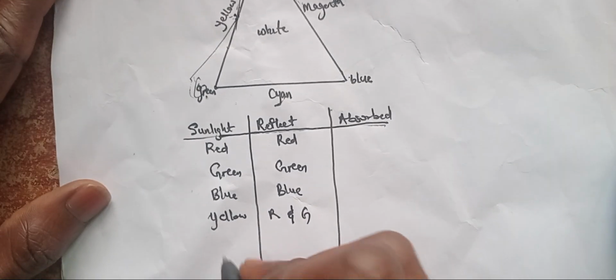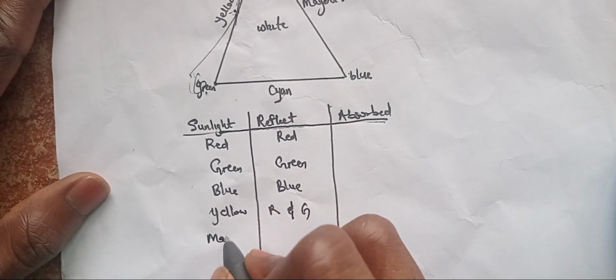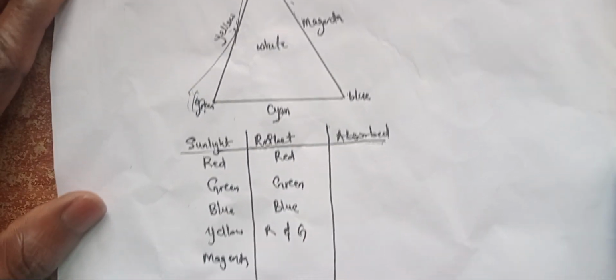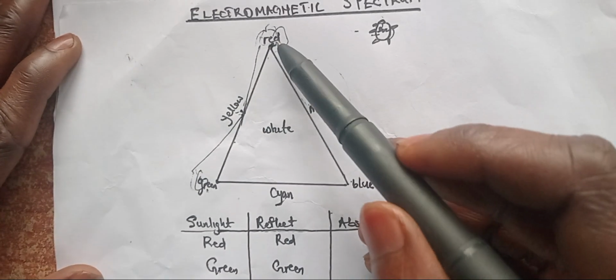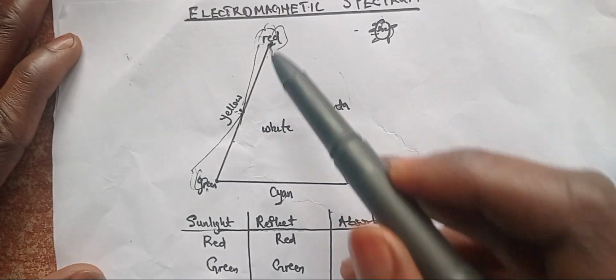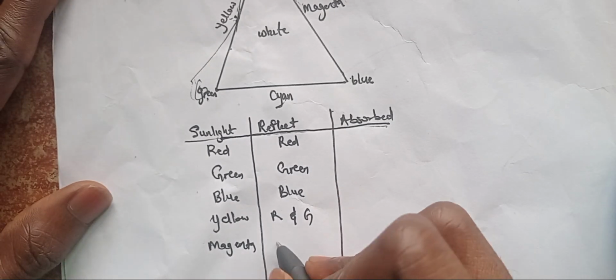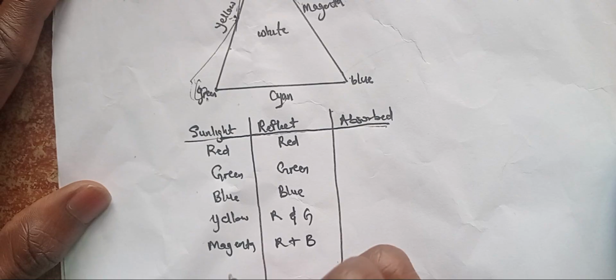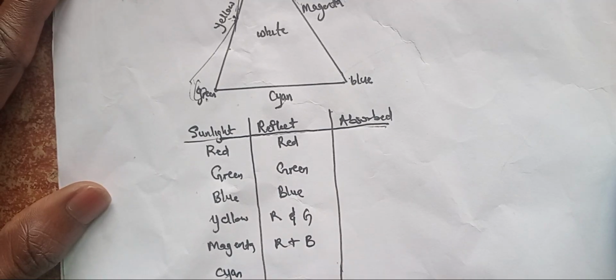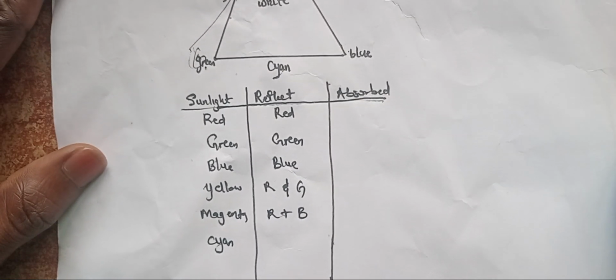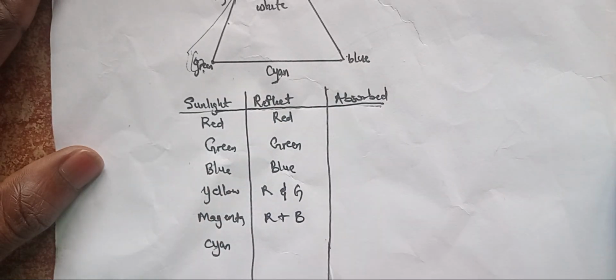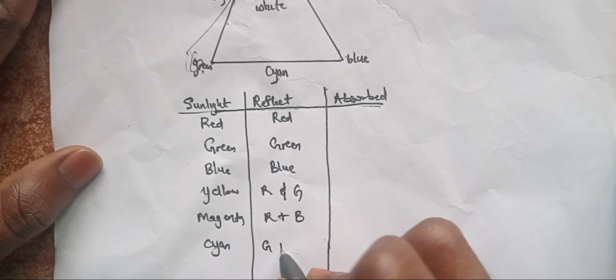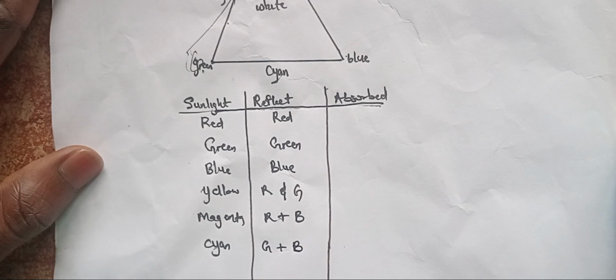The same thing happens to magenta. For magenta, you will notice that it will reflect both red and blue. The cyan will also reflect green and blue.